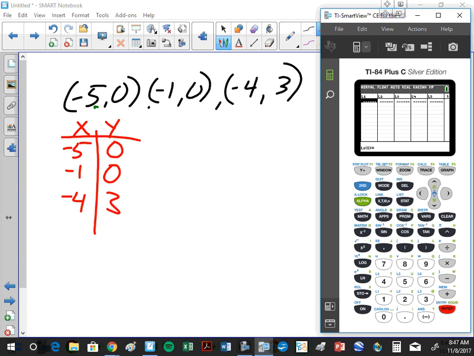For my x's, I have -5, -1, and -4. For the y's, I have 0, 0, and 3. Anybody not know how to do that?